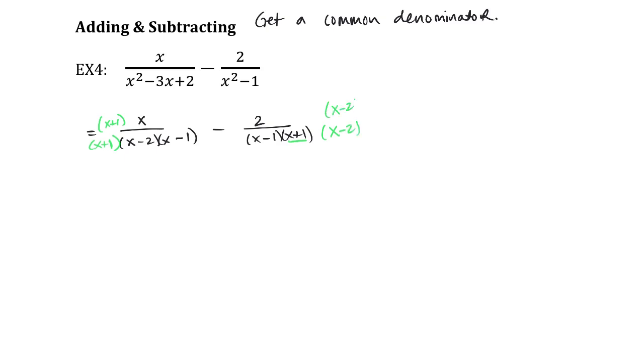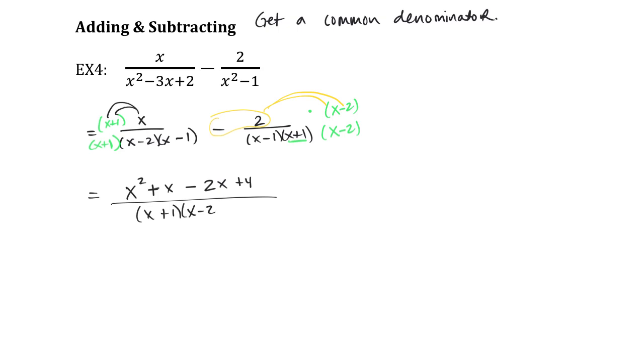So, giving ourselves that common denominator, now we are going to have x, distribute that in, x squared plus x, and then distribute the whole thing, that negative 2, multiply it times x and times the 2. So minus 2x plus 4 all over that whole denominator. So we get x squared minus x plus 4 all over the denominator.